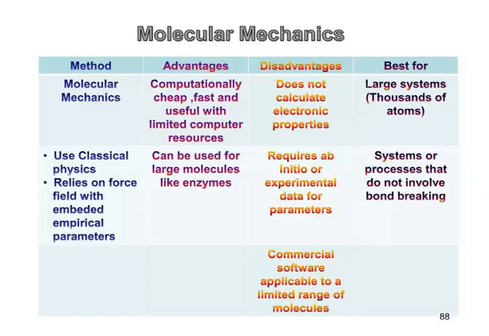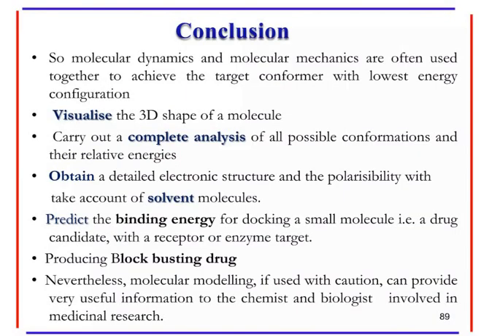Molecular mechanics is computationally cheap, fast and useful with limited computer resources, but does not calculate electronic properties. Conclusions: molecular dynamics and molecular mechanics are often used together to achieve the target conformer with the lowest energy configuration, visualize the 3D shape of the molecule, carry out a complete analysis of all possible conformations and their relative energies, obtain a detailed electronic structure and polarizability with account of the solvent molecules, and predict the binding energy for docking a small molecule, a drug candidate, with a receptor or enzyme target, producing blockbuster drugs.